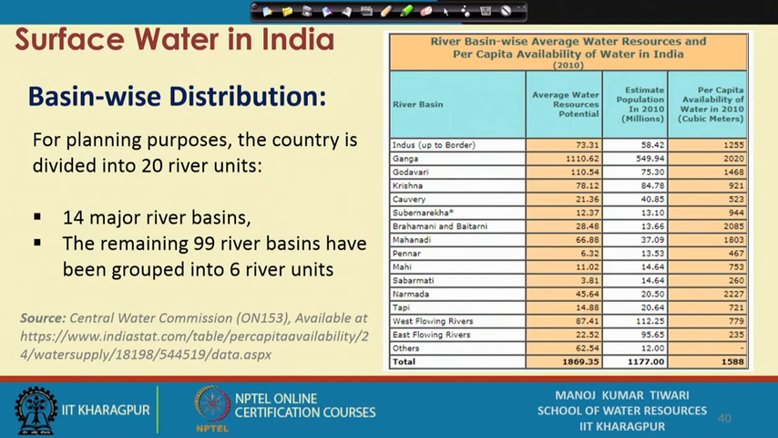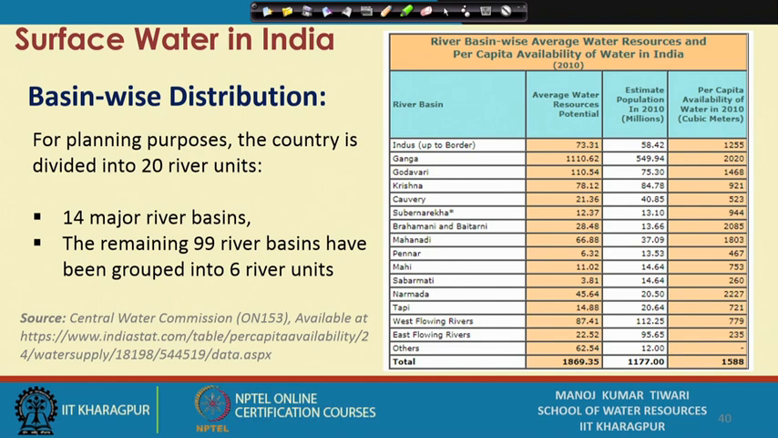So, for planning purposes, our entire country is divided into 20 river units. Out of these 20, there are 14 major river basins, okay, each a large river having its own river basin, while there are various other small rivers. They have been grouped into 6 river units. So, 14 river basins independently, while 6 other clumps of various river units, making it 20.